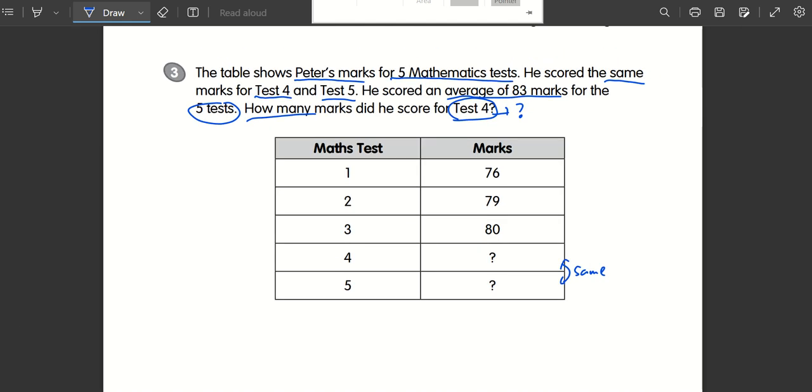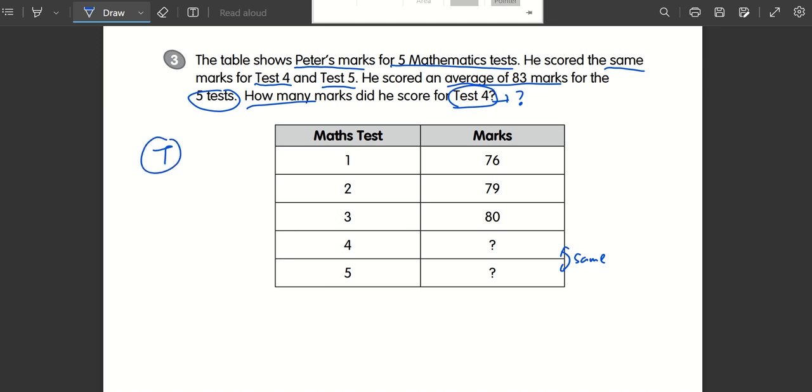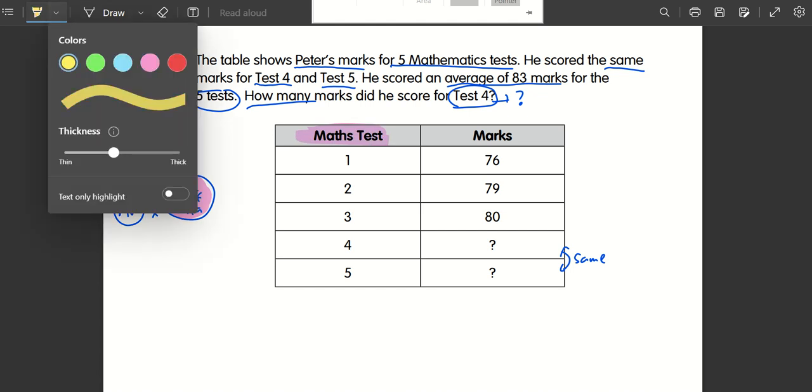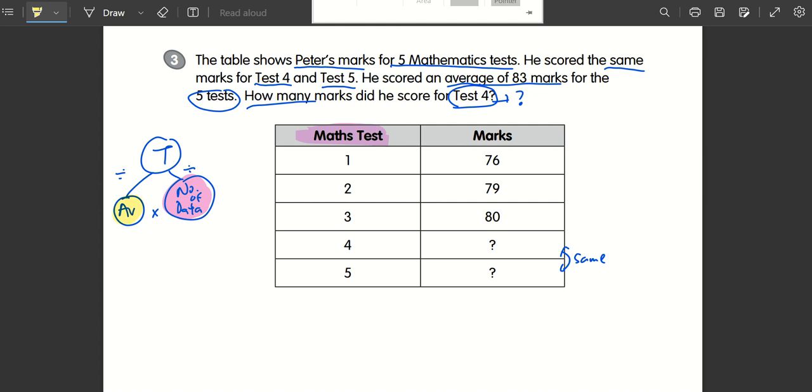Using the first method that we understood from the relationship of total, average, and number of data, this relationship that we have been talking about since the start of the chapter on average. There are 5 tests here. The average is given, stated as 83 marks. The total is not given, and perhaps that's something that we need to find to help us get to the answer.